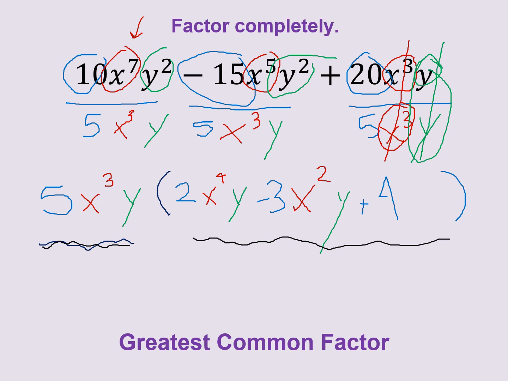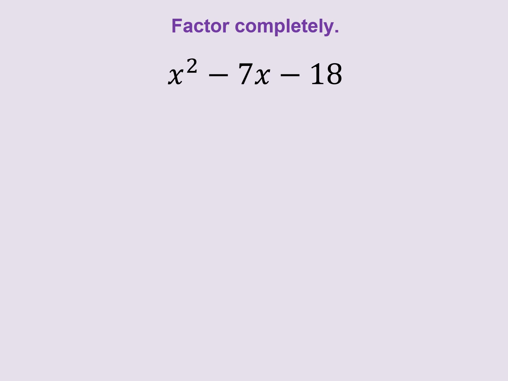That's going to be the very first step you take with every single problem. You have to ask yourself, is there a greatest common factor? All right, now we've got a polynomial, has nothing in common, but I notice that it has 3 terms. Terms are separated by pluses and minuses, so this has 3 terms.